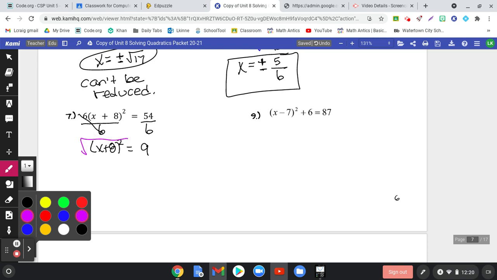And now to get rid of the squared on the outside of our parentheses, we're going to take the square root. So we're left with x plus 8 equals positive or negative 3. And then we'll subtract 8 from both sides. And remember, you have two answers.